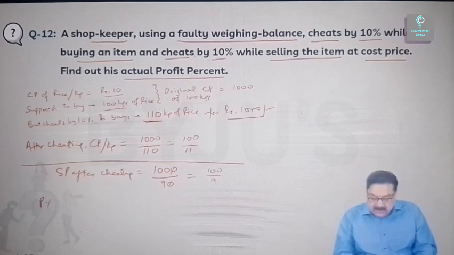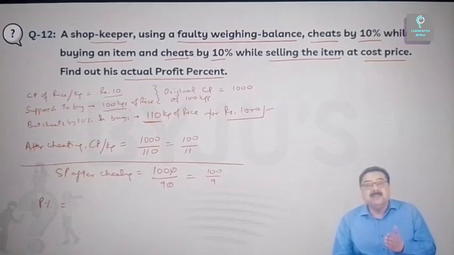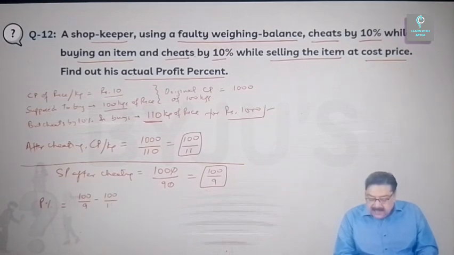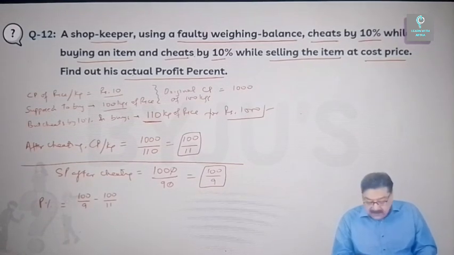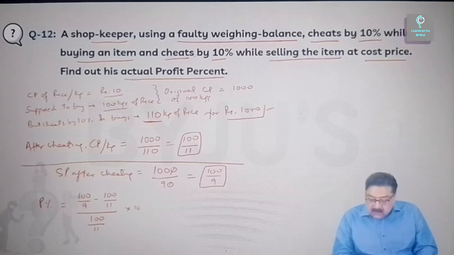Now profit percent, you know, is actual profit by cost price into 100. Now what is actual profit? Selling price minus cost price. Now this is the selling price after cheating. This is the cost price after cheating. So 100 by 9 minus 100 by 11. This is the actual profit divided by 100 by 11, which is the actual cost price after cheating, into 100.